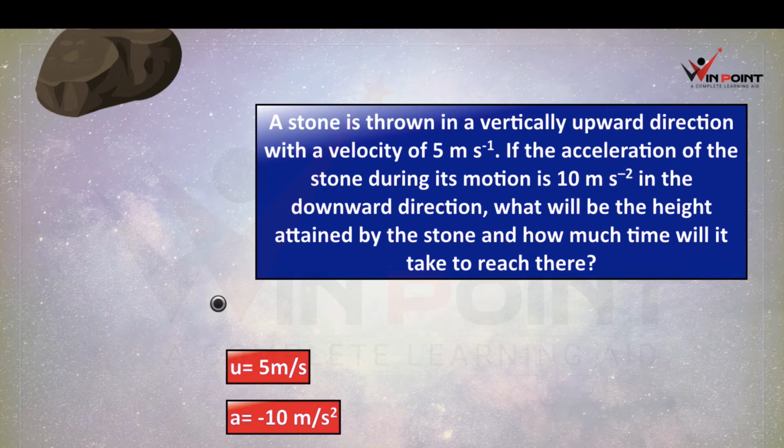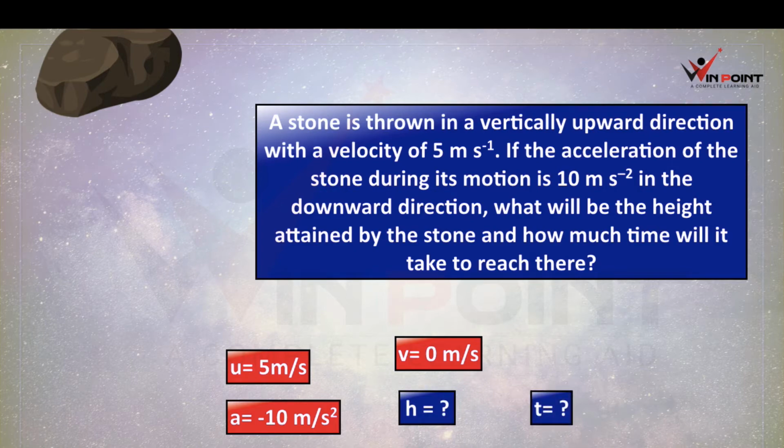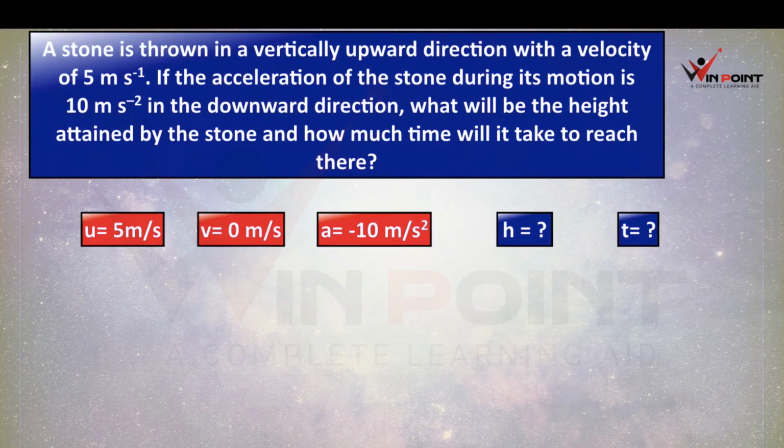At the maximum height, what will be its final velocity? At maximum height, the stone will stop for some time. Then final velocity is 0 meter per second. We need to find the distance traveled by the stone, meaning the height attained by the stone, and how much time it will take to reach there. These two things we need to find in this question. Height we need to find, time we need to find. First we can find time.